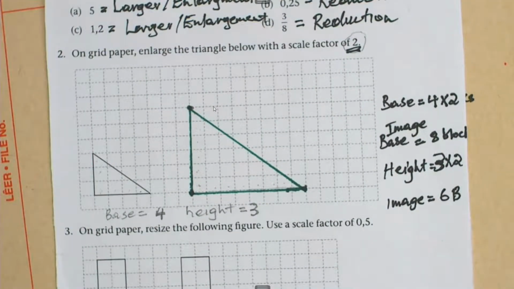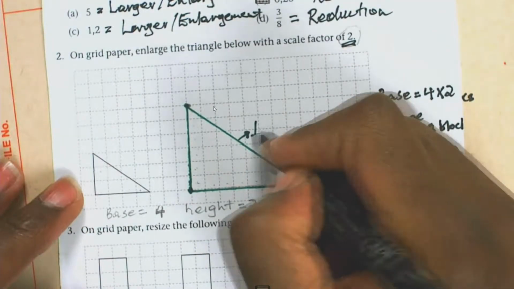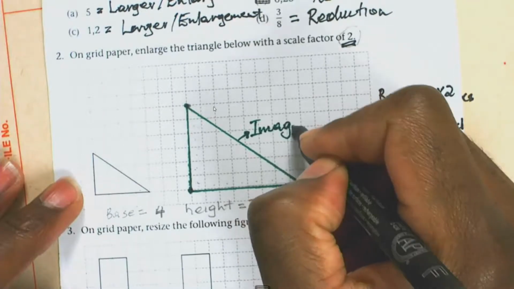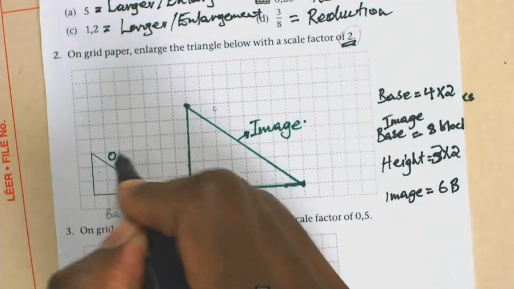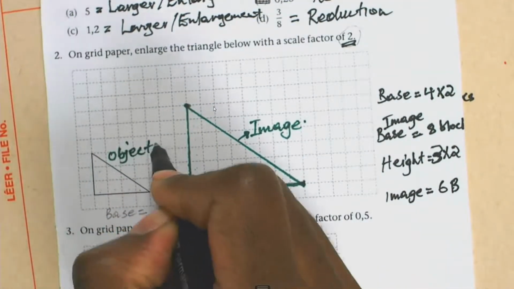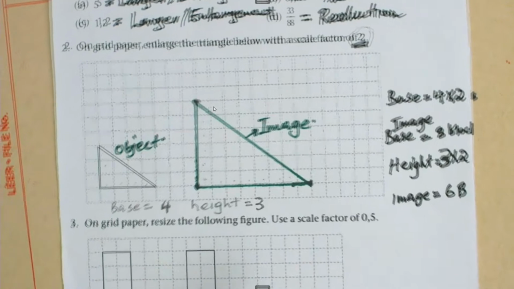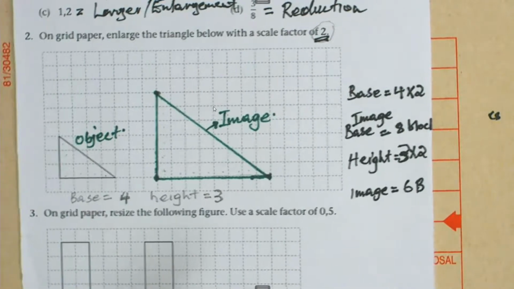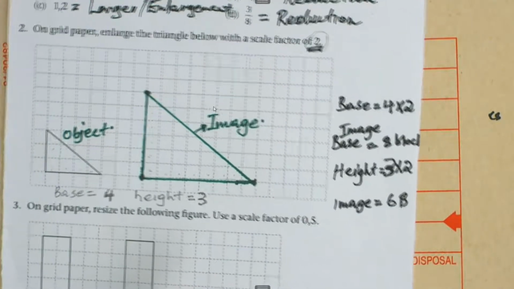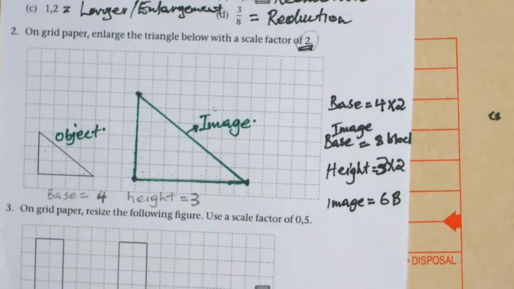So this one, remember guys, we said this one is the image. This one is an object, which is the original shape. So, yes, indeed, it is correct. Remember we said if the scale factor is greater than 1, then the image will be an enlargement. Isn't it an enlargement? Definitely it is an enlargement of a shape. So we've got an enlargement there.